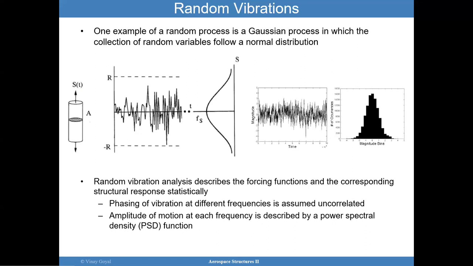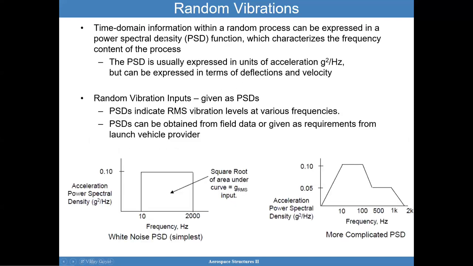It is assumed when you do a random vibration analysis that the phasing of vibration at different frequencies is uncorrelated. The amplitude of motion at each frequency is typically described by a power spectral density function, and I'll discuss that in a second. So the time domain information with a random process can be expressed in a power spectral density function, which will characterize the frequency content of the process. In this example, the time domain information has been put into a power spectral density function.